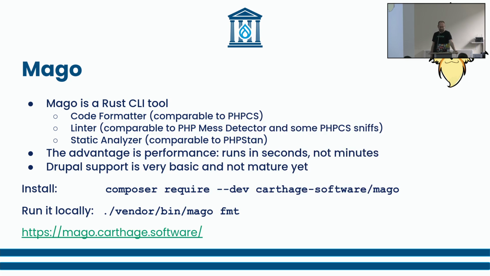Mago is quite a beast. It has many tools included at once. So it kind of tries to cover PHP CodeSniffer, PHPStan, even PHP mess detectors in one CLI tool, but it's split in subcommands. So you have a format check, you have a lint check, and you have a static analyze check. The big advantage is, of course, performance. It's really, really fast. Like PHPStan runs in minutes, and Mago runs in seconds. For formatting code, it formats all of Drupal core in 1 second, which is really great.